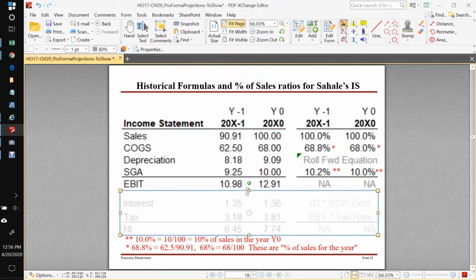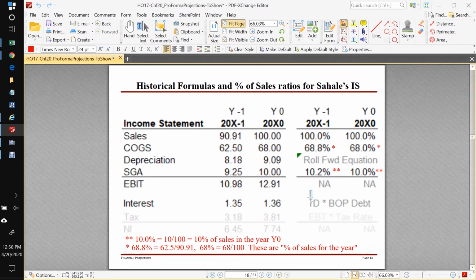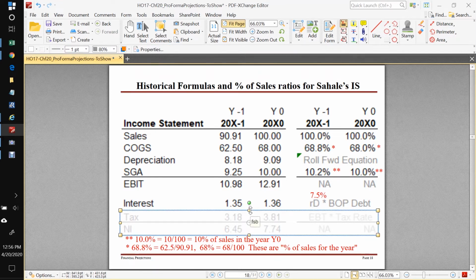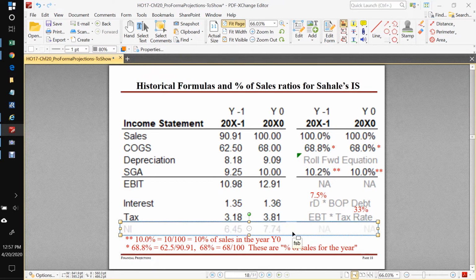EBIT is just a subtotal, as we know, and the interest is always RD times BOP debt, and their RD we know is 7.5%. In this case, this is a classic case where we do have an accounting formula. Wherever we have an accounting formula, we use that accounting formula, and we will use it going forward. And tax, as we know, we have a formula for that too. It's earnings before tax times the tax rate, which for Sahali is 33%. And that's everything. So we just come down and get our net income. As sales are going up, net income's going up. That's a good thing.